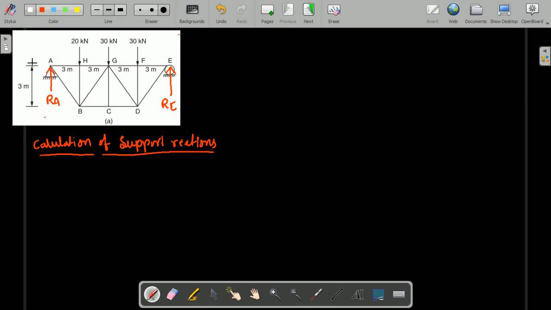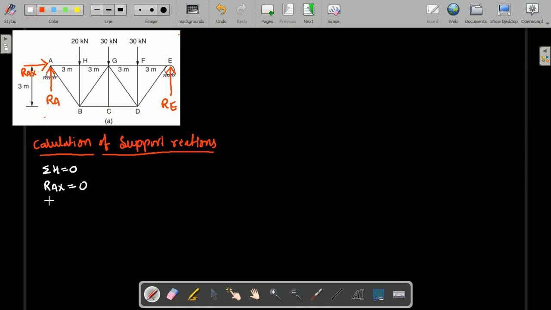So, a hinged support is there. We have two reactions, one horizontal and another vertical, and at the roller support we have only one vertical reaction. As we know, first you need to apply some equilibrium conditions for the entire truss, that is summation of horizontal force is equal to 0. Since there is only one horizontal force, there are no other horizontal forces. Therefore, Rax is equal to 0.